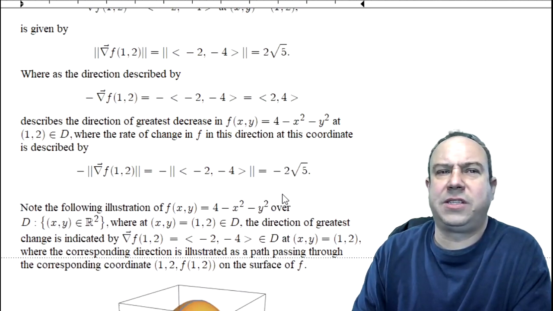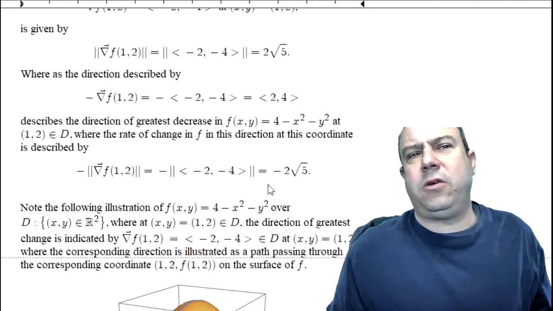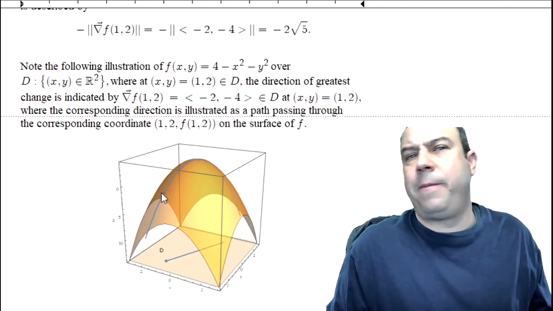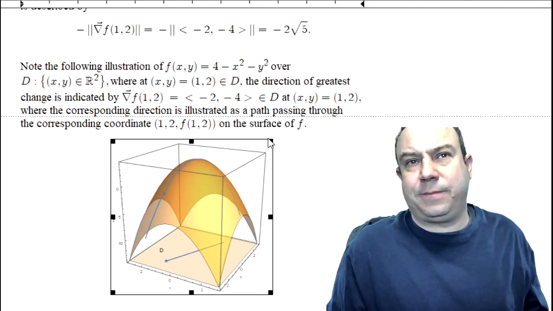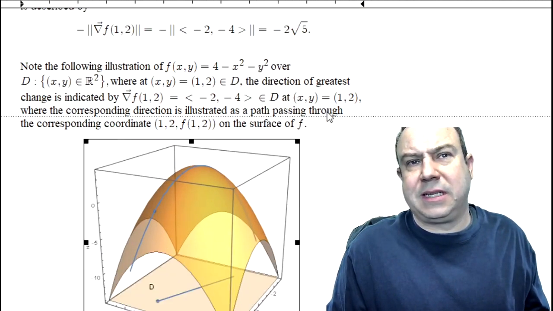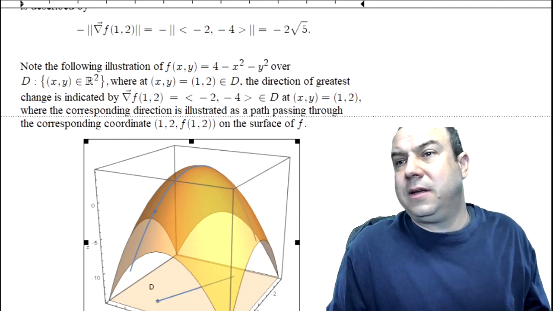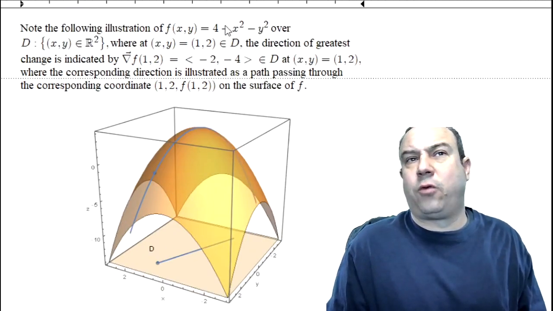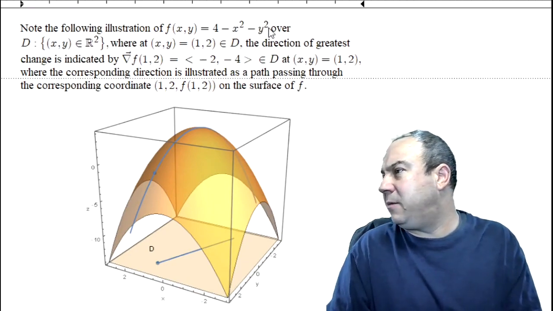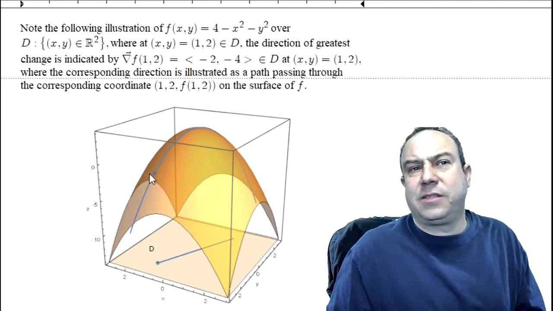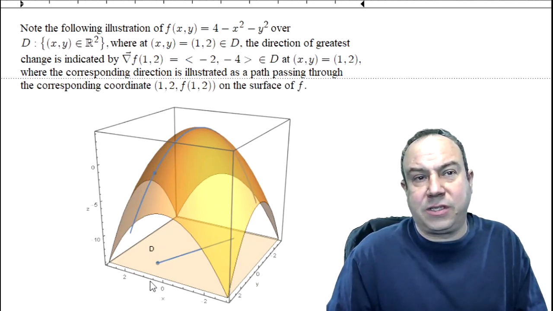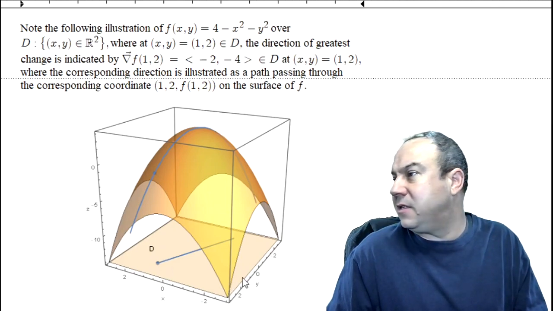Note the following visualization for this surface, where we do have the point (1, 2) highlighted on the surface and within our domain. Blow this up just a little bit. Right here, folks. Here is that surface. This is the surface 4 minus x squared minus y squared plotted in Mathematica. This is the location in the domain at (1, 2). You can see here we're at 1 on the x-axis and at 2 on the y-axis.